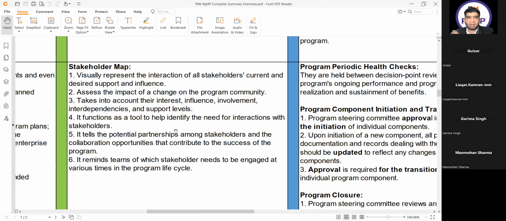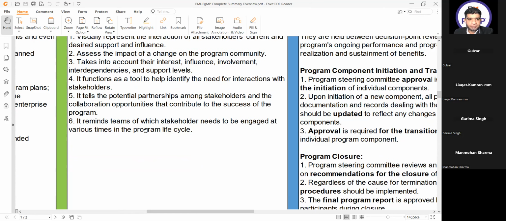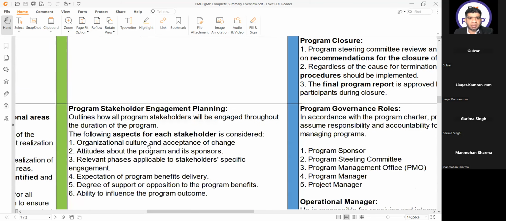Then this is an important technique, the stakeholder map. It visually represents the interaction of all stakeholders, current and desired support and influence. It assesses the impact of a change on the program community. It takes into account their interest, influence, involvement, interdependencies, and support levels. It functions as a tool to help identify the need for interactions with stakeholders. It shows the potential partnerships among stakeholders and the collaboration opportunities that contribute to the success of the program. It reminds teams which stakeholders need to be engaged at various times in the program lifecycle.